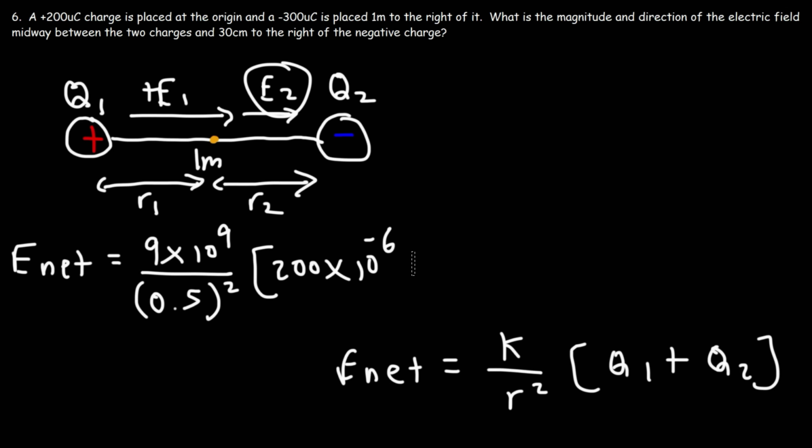So whenever you're calculating the magnitude for electric field or electric force, you don't need to include the negative charge. You could just find the direction based on where the arrow is going. So let's replace Q2 with 300 times 10 to the negative 6 coulombs.